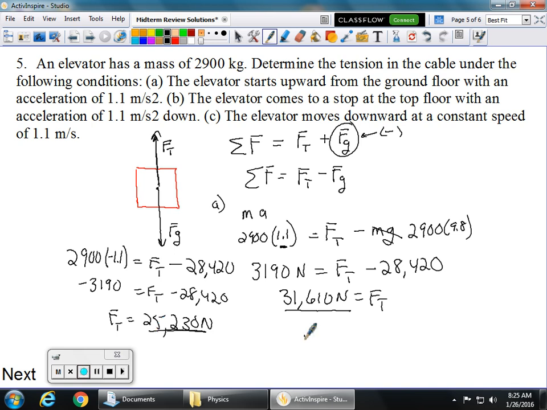For part C, that's really simple. If something is at constant velocity, that means the net force is equal to 0. That means the tension is going to be equal and opposite the weight. Those forces will be equal and opposite since the net force is 0 because we have 0 acceleration. Which simply means the tension is 28,420, and because gravity is pulling down negative, we're going to write this as a positive because it's in the upward direction.